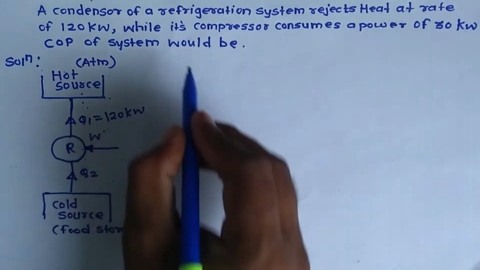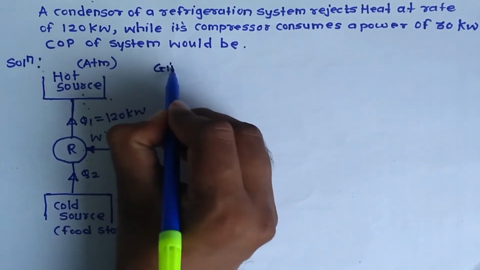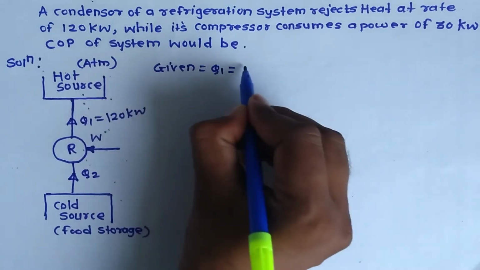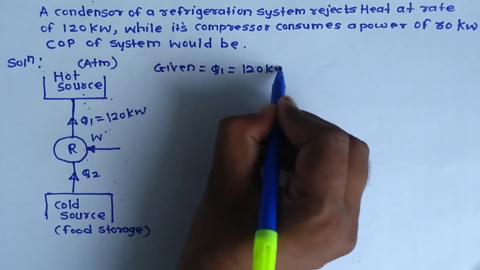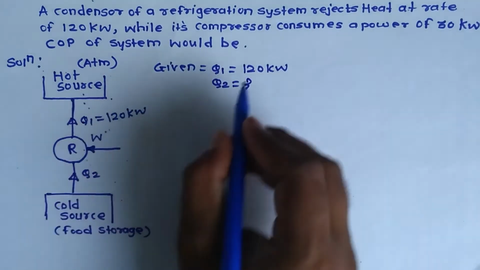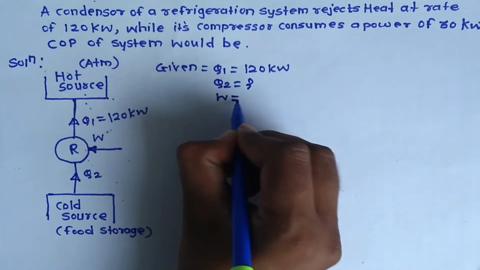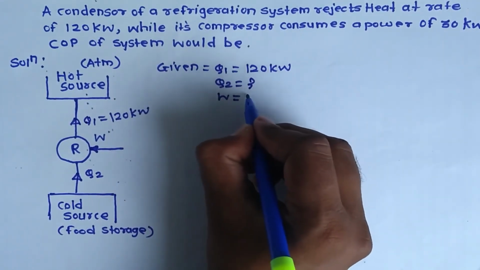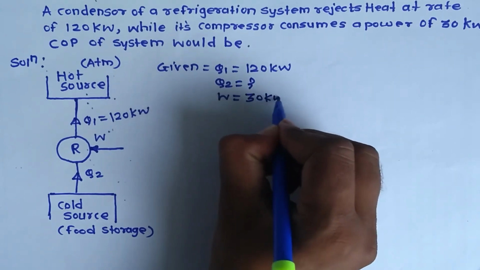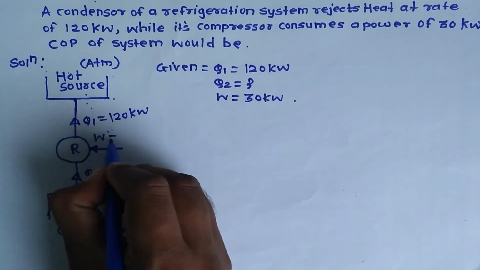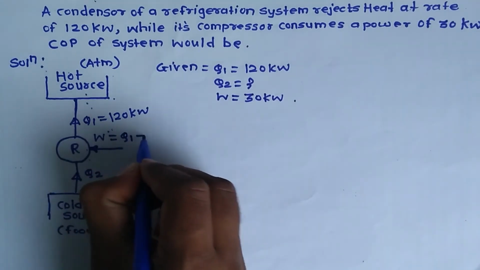Now Q2. So here in given data I will write all the values. That Q1 will be 120 kilowatt. Q2 they have not given, so we have to find out Q2. W, so W they have given how much? That W will be the compressor consumes the power of 30 kilowatt. So here friends we have to supply the work of W, so that will be the Q1 minus Q2.